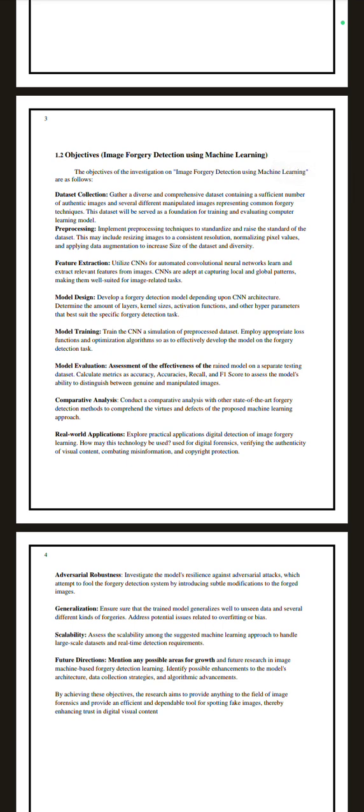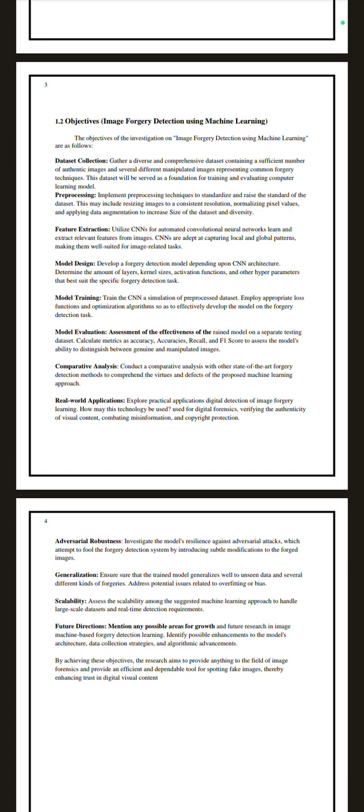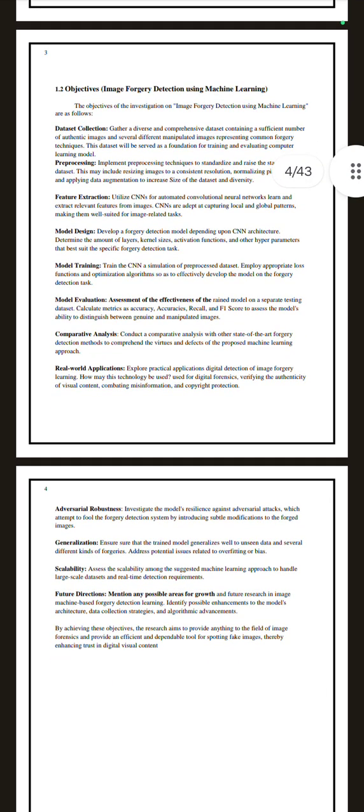Model training: train the CNN on the preprocessed dataset, employing appropriate loss functions and optimization algorithms so as to effectively train the model on the forgery detection task. Model evaluation: assess the effectiveness of the trained model on a separate testing dataset. Calculate metrics such as accuracy, recall, and F1 score to assess the model's ability to distinguish between genuine and manipulated images. Comparative analysis: conduct a comparative analysis with state-of-the-art forgery detection methods to comprehend the strengths and weaknesses of the proposed machine learning approach.